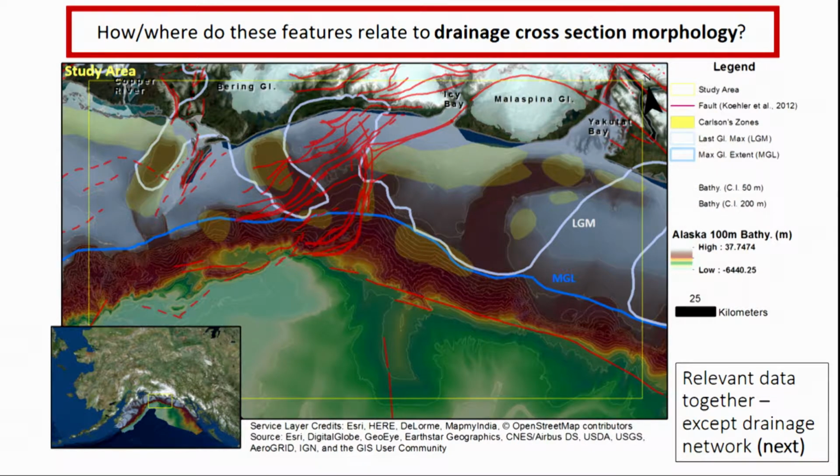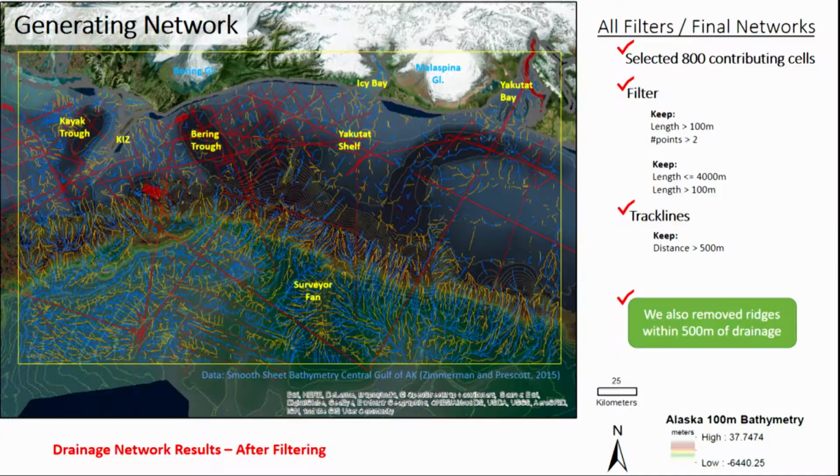So this is sort of a close-up view of those elements all together. So this is the relevant data except for our drainage network. And we can see the last glacial maximum shown here in kind of a blue-gray and the maximum glacial extent. This is data from Manley et al. out of UC Boulder. And we start generating our stream network.